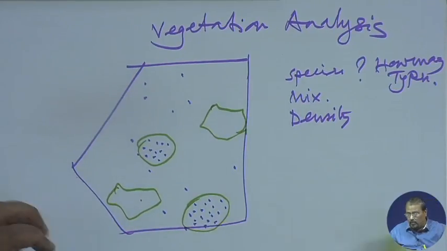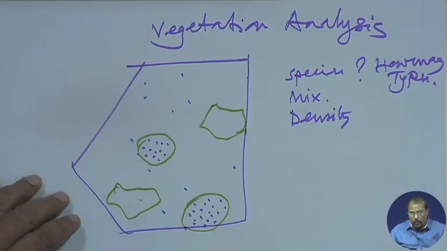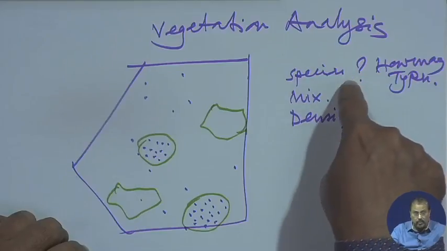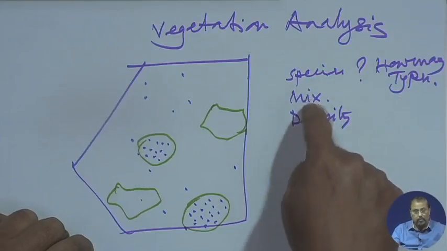One more analysis comes in when I am talking about the soil. You are trying to find out the vegetative capacity in terms of the existing species, how many types of species, the mix, and the density.